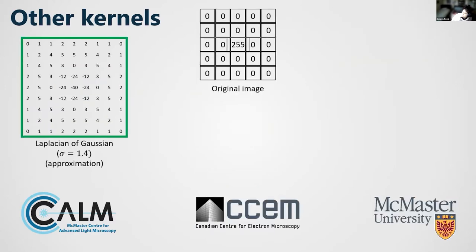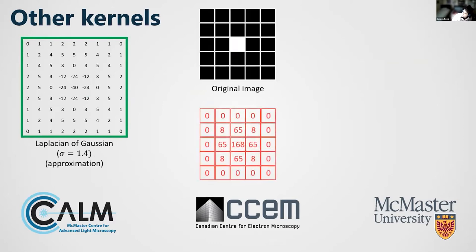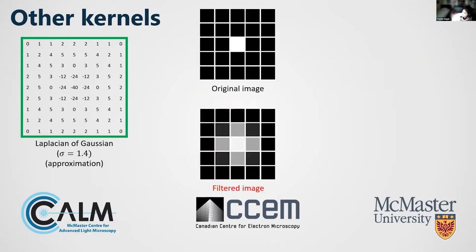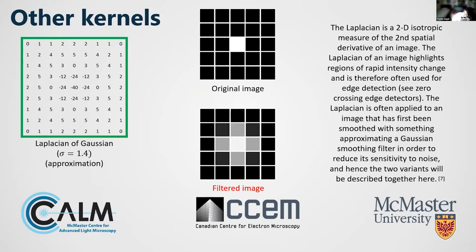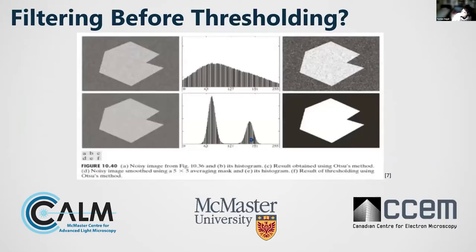We also have the Laplacian of the Gaussian, which is another form of edge detection. But this time it's using the second spatial derivative of an image. Another big thing to look at is that, even for the Sobel, you actually want to smooth out the image before you're thresholding. Here's a good example of it.